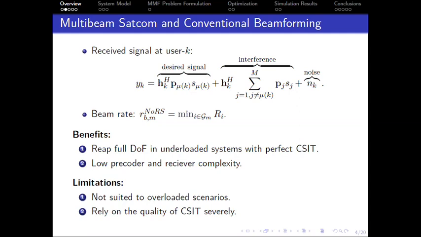It has the benefit of reaping the full degree of freedom in underloaded regimes with perfect CSIT. Secondly, its precoder and receiver complexity are very low. However, this scheme is not suited to overloaded scenarios. The interbeam interference can only be eliminated when the transmit antennas are sufficient. Secondly, it relies severely on the quality of CSIT. Imperfect CSIT is detrimental to the system performance.